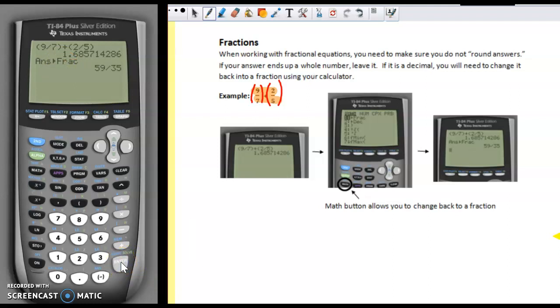And you see that it turns it back into a fraction of 59/35. This is the answer that I would be looking for if you're adding those two fractions there at the top, 9/7 plus 2/5. It's going to be equal to, again, 59/35. So when we're working with equations that have fractions, or we're working with operations of fractions, adding, subtracting, multiplying, or dividing fractions, we want to make sure that our answer is in the same form. And this calculator makes it pretty easy once you know the key functions to do that.